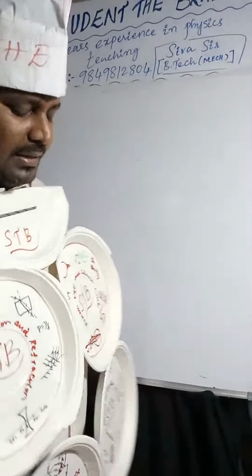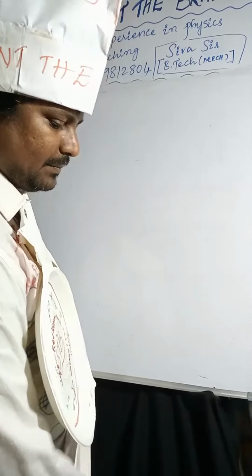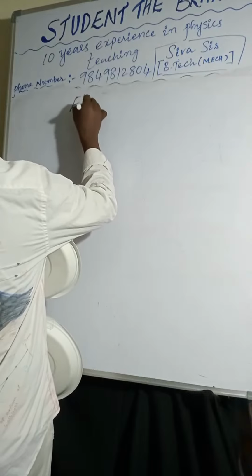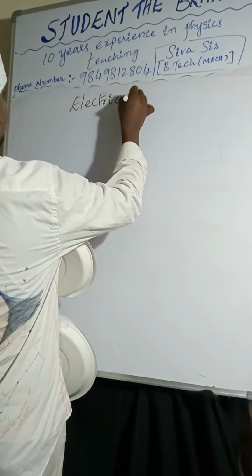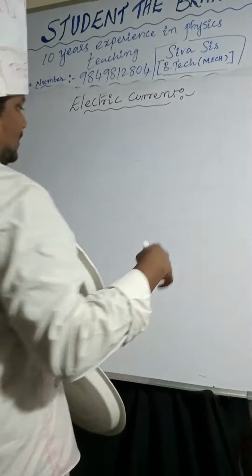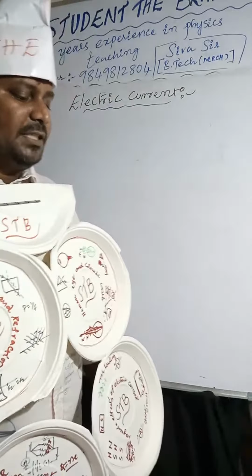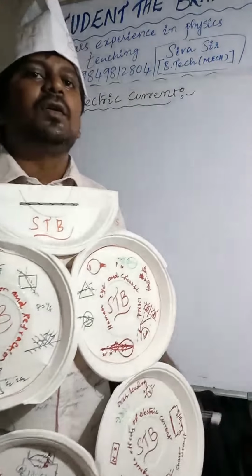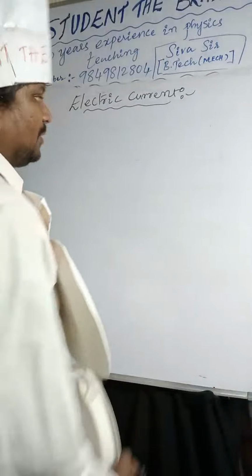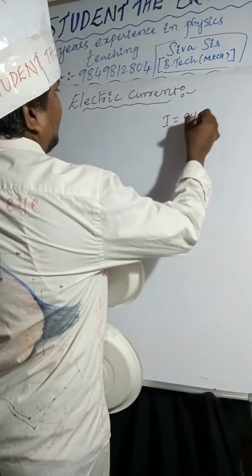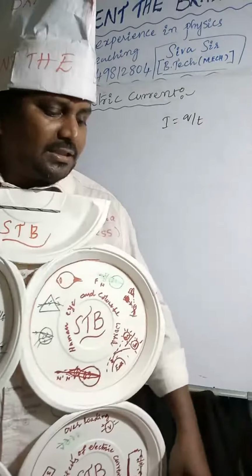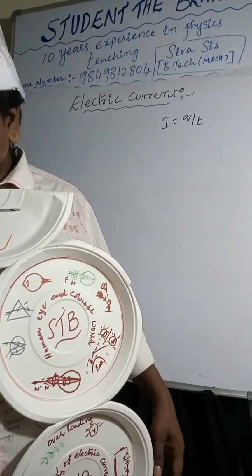So, electric current. Electric current is nothing but the rate of flow of charge, I equal to Q by T. The SI unit of charge is coulomb, and the SI unit of current is ampere.